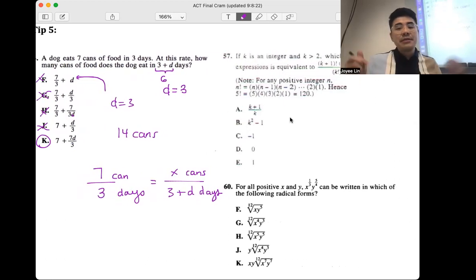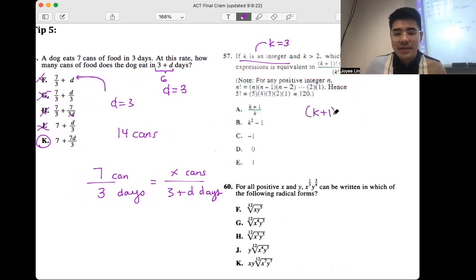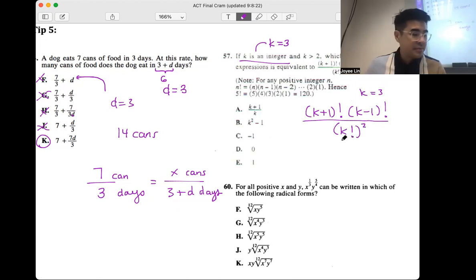Okay, so 57 is another one. K is an integer. Integer means whole number, right? K is greater than 2. So follow the rules that they give you. So we can let K equal 3. So let's have everybody try to plug this thingy into their calculator and see what they get, right? So you all get the practice, and I'll write it out again so you can try it again. We're going to let K equal 3. And let's have you try to plug it in symbol for symbol.